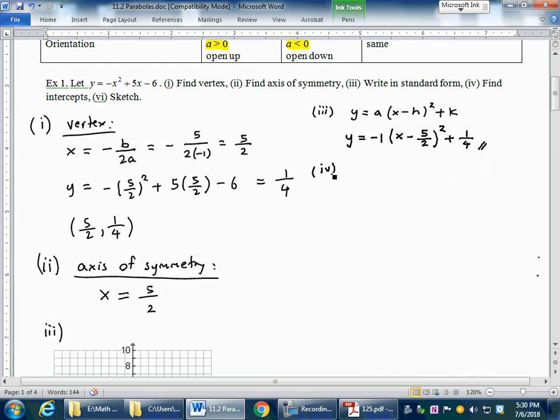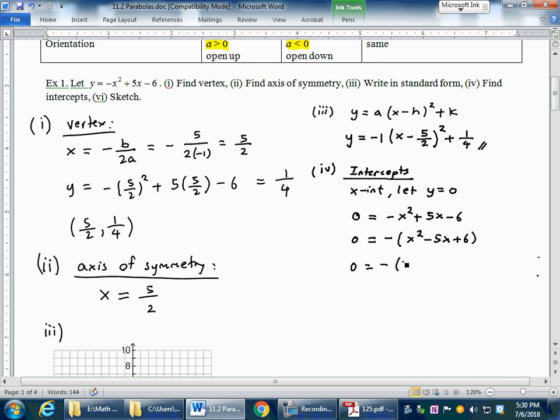Now we're going to find the x-intercept and y-intercept. To find the x-intercept, we're going to let y be equal to 0. That part you cannot forget. So my equation will become 0 is equal to negative x squared plus 5x minus 6. Divide both sides by -1, or you can factor out the negative, so that will become negative x squared minus 5x plus 6. Continue factoring, that will become x minus 2 and then x minus 3.